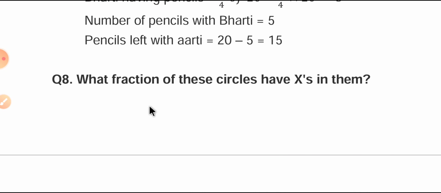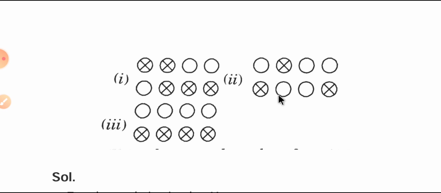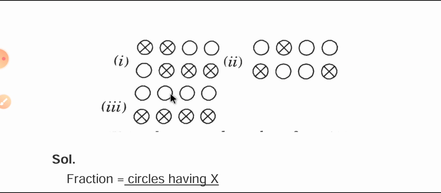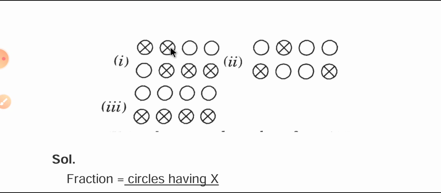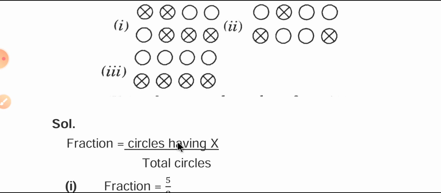Now question number 8. What fraction of these circles have x in them? Here some figures are given, and you have to see what fraction of the circles have x in the figure. So we know what the meaning of fraction is. Here we have to find the number of circles having x out of the total circles. So first of all, the fraction will be found like this: circles having x upon total circles.